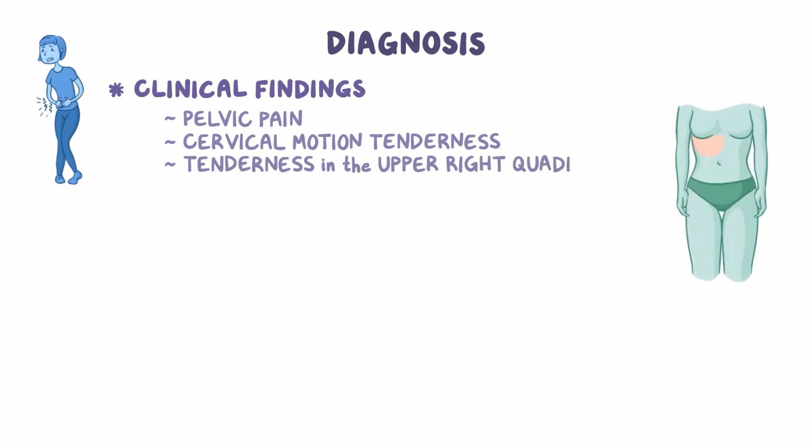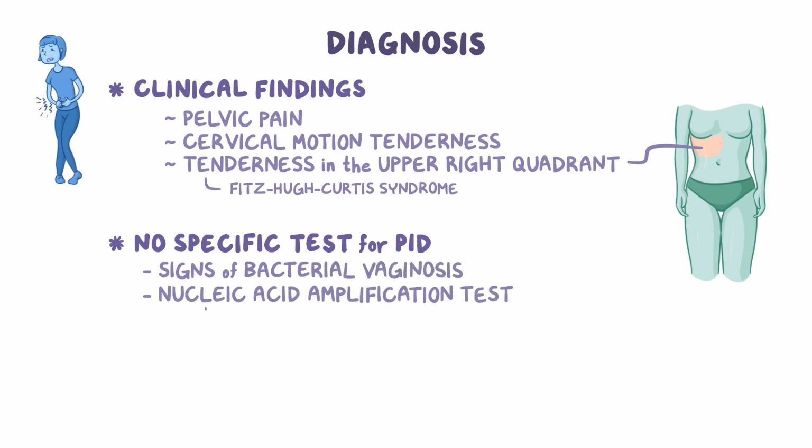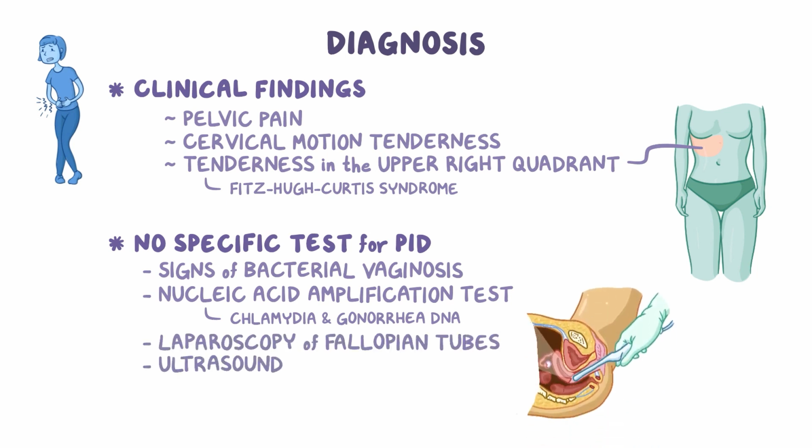Tenderness in the right upper quadrant of the abdomen is also common if Fitz-Hugh-Curtis syndrome has developed. There's no specific test for PID, but there are some that can support the diagnosis, like testing vaginal discharge for signs of bacterial vaginosis, doing a nucleic acid amplification test to look for chlamydia and gonorrhea DNA in a sample taken from the inside of the vagina or cervix, or doing a laparoscopy of the fallopian tubes. An ultrasound can show if there's fluid in the fallopian tubes and whether a tubo-ovarian abscess or hydrosalpinx is present.